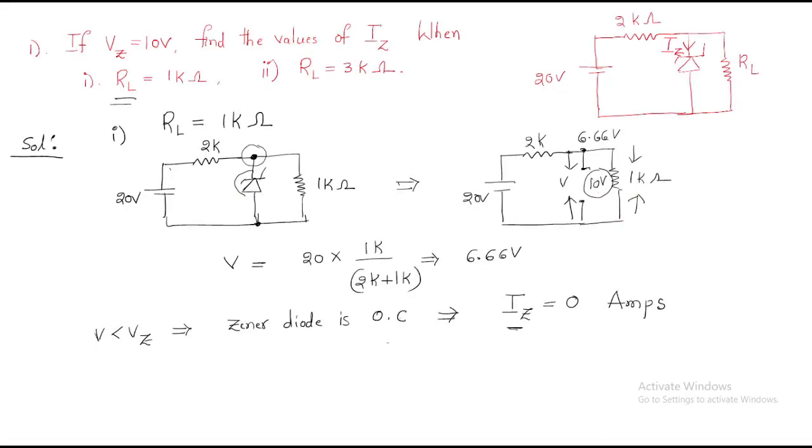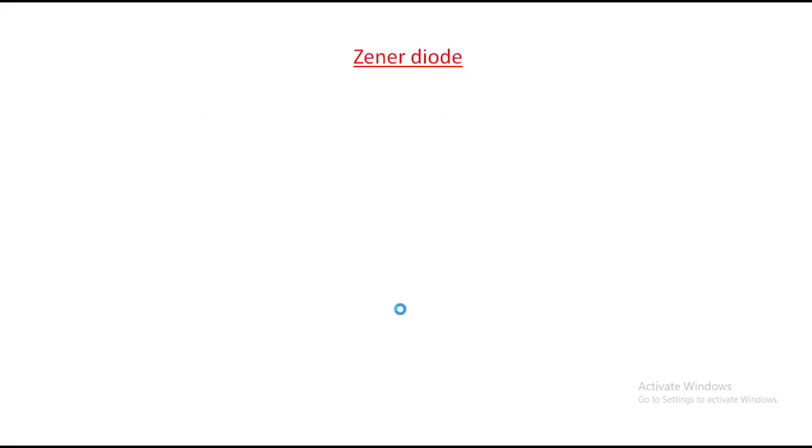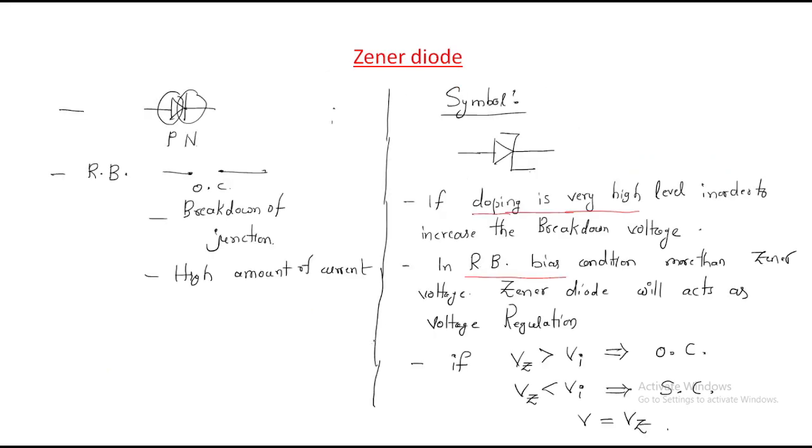So this is the class regarding our GNR diode. In order to understand the GNR diode clearly, just compare it with the normal PN junction diode. The main difference between the normal PN junction diode and the GNR diode is that the doping is very high.